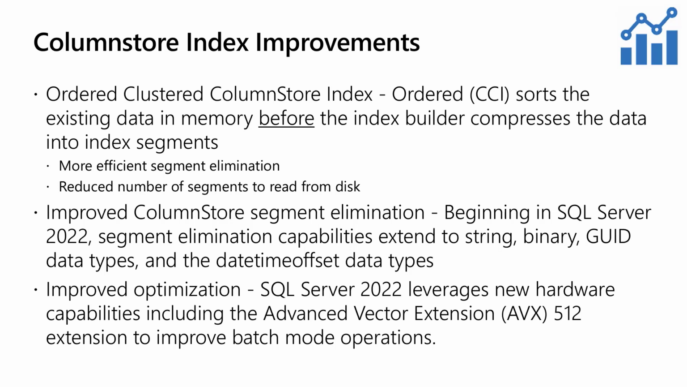Okay, so what's new in SQL Server 2022? Beginning with SQL Server 2022, ordered clustered column store indexes can improve performance for queries based on an ordered column predicate. The ordered clustered column store index sorts the data in memory before the index builder compresses the data into index segments. This has the potential of more efficient segment elimination, resulting in better performance as the number of segments to read from disk will be reduced.